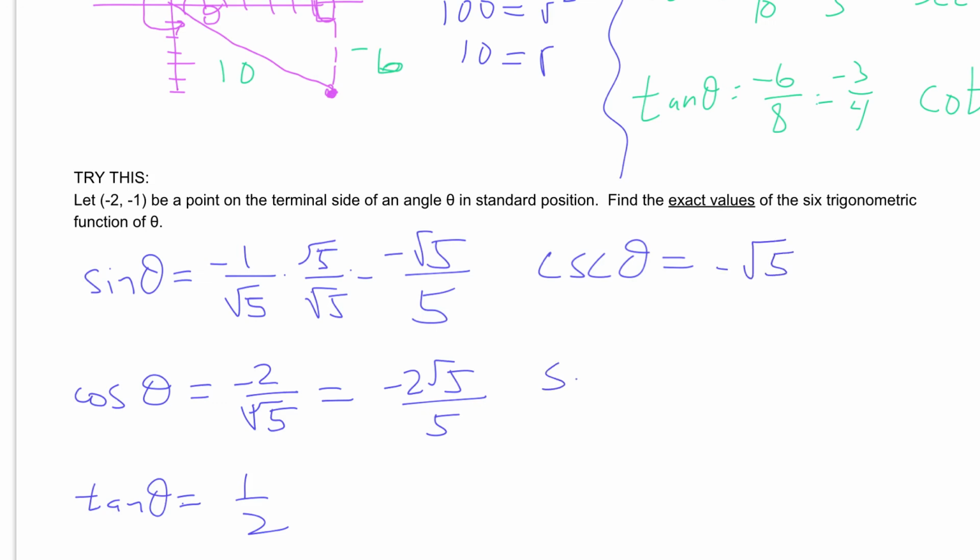Same thing with the secant. If we take the reciprocal of the original one instead of this one, it will give us a better answer for secant, which is negative square root of 5 over 2. And then the reciprocal of tangent for our cotangent would be positive 2.